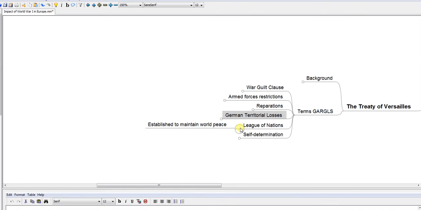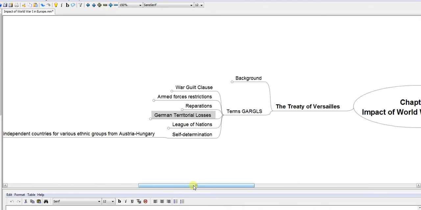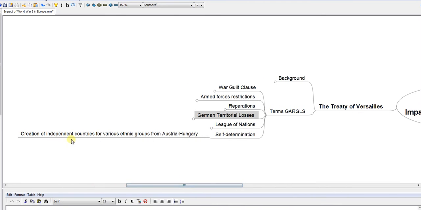The League of Nations was established in order to prevent another war of such a large scale from happening again. We'll talk about the League of Nations a bit later on. And finally, the Treaty of Versailles was signed in the spirit of self-determination, and a lot of independent countries were created, about 9, after World War One.